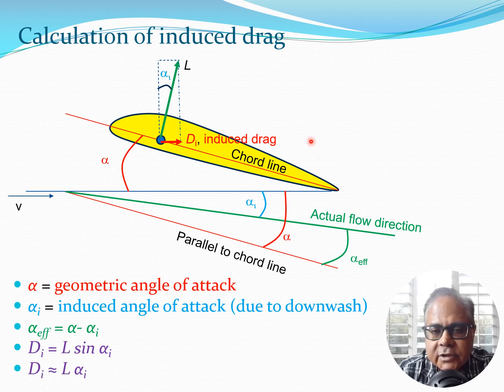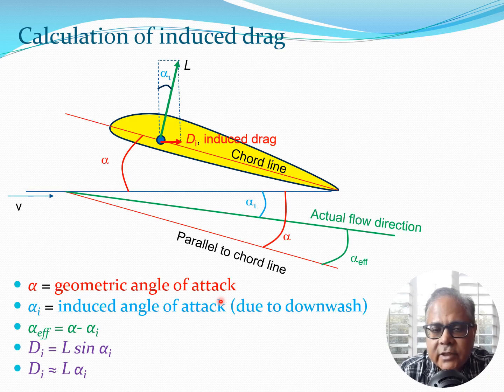Now let's revisit the diagram which was very important from our previous lecture, and we take an airfoil section, and now remember we are considering a finite wing. So essentially we do have a chord line, and we have the velocity coming in this direction. And so what happens is that we have alpha. This is known as the geometric angle of attack.